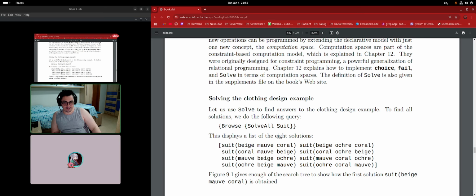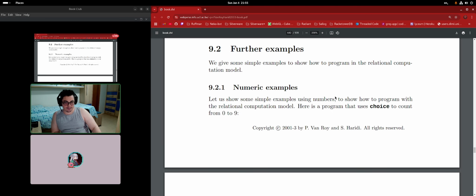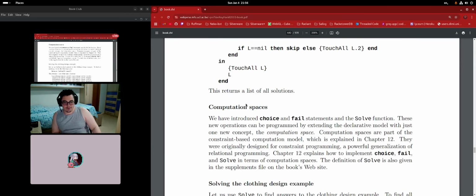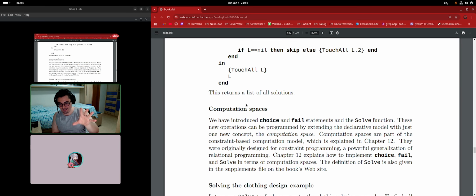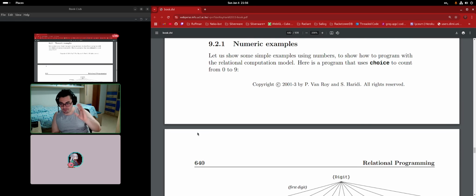Solving the clothing design example. We're going to use the solve helper function to actually get all the possible outcomes, all of them. And then we have further examples. This is attempting to teach us how to program in this mentality. Differently than OOP and everything that we've seen so far, I think this is required in the book because it's a very different way of thinking about programming. You cannot just say, okay, this is the same thing, but a little bit massaged to a particular trade-off, like OOP was. We have to go from the basics.